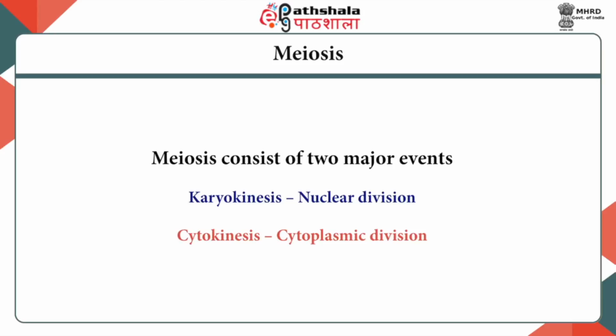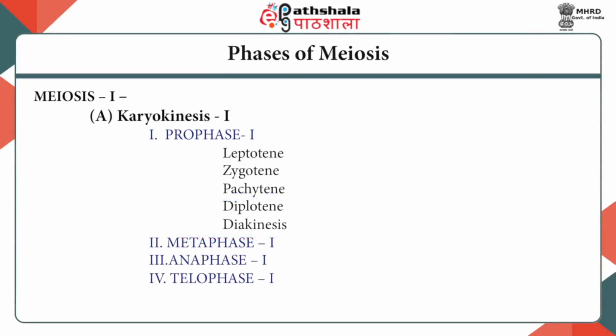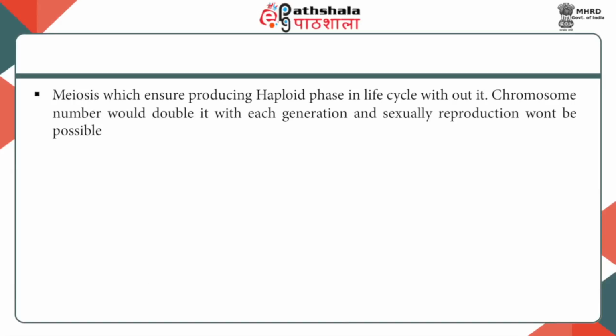So, you can see in this phase, there are different sub-stages, especially in case of meiosis. First, I have told you that is karyokinesis, which involves prophase 1, metaphase 1, anaphase 1, telophase 1 and cytokinesis. Prophase 1, which is a little longer, has further subphases, that is leptotene, zygotene, pachytene, diplotene and diakinesis.